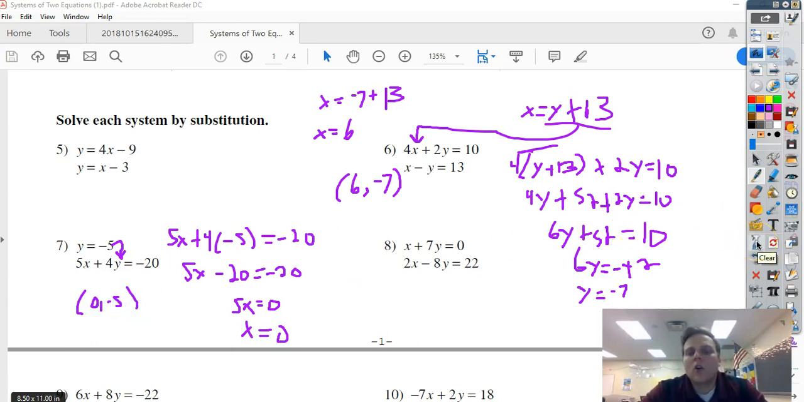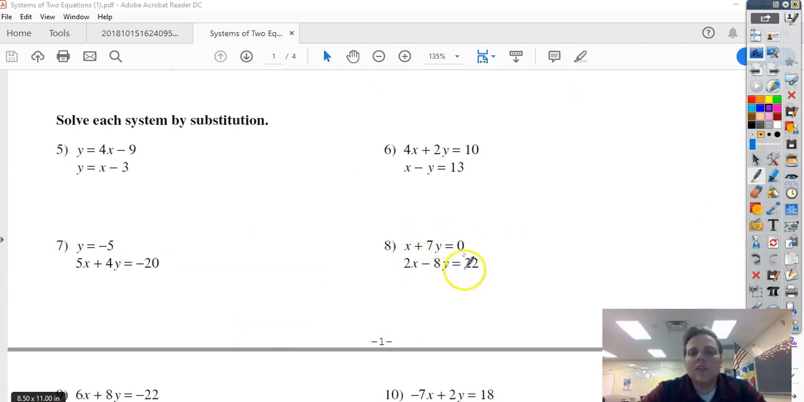Alright, going on to problem number 8. Same idea, you got to solve for a variable first. So I'm going to solve for x on this first one because it just looks like I have to move 7y over. So I can say x is equal to negative 7y. So then I can take this negative 7y and I can plug it in for x right there.